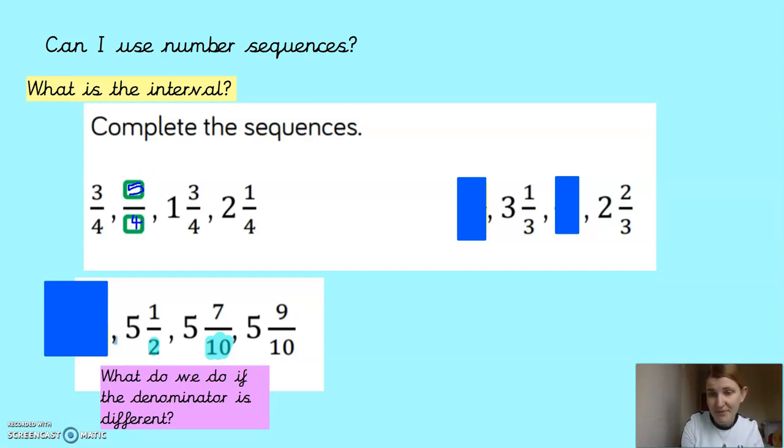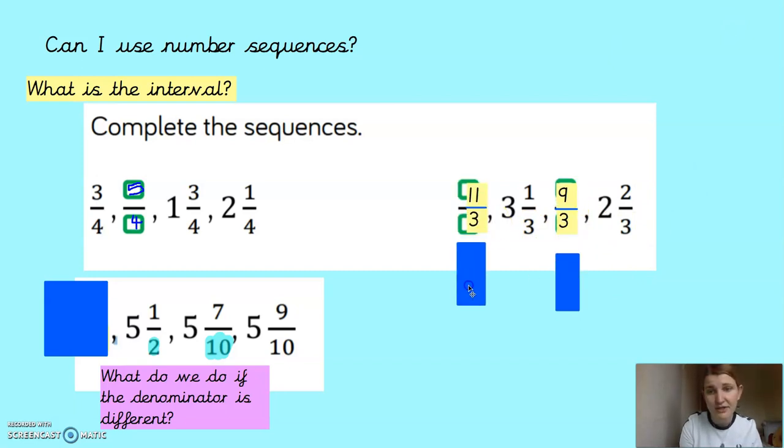Here are missing numbers. I believe it's going down. I can see, is it going down by, yeah, 1/3 each time? So 9/3 or 3, and 11/3 there. What about if we had a different denominator? So this one, I've got a sequence. I've got 5 1/2, 5 7/10, 5 9/10.